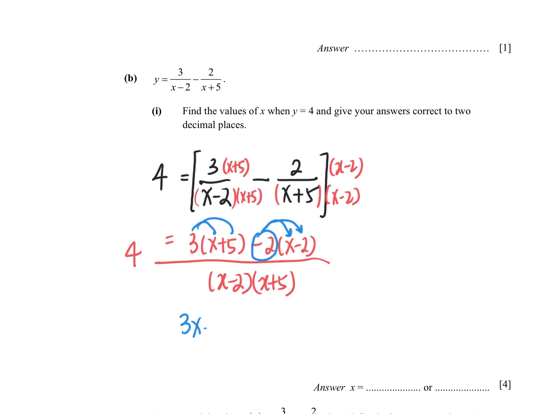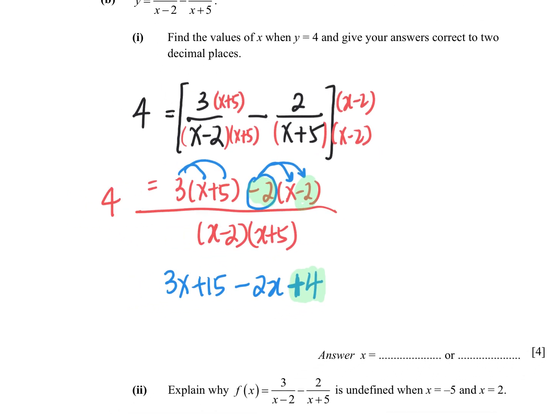This is 3x plus 15. This is minus 2x plus 4. This is the mistake you have been making since Sec 3. Can you please make sure this thing is fixed, once and for all? Later in the quiz, I don't want to see this mistake because I'm addressing it now. When it's a negative, when you apply it to both the terms, this one becomes a positive. So later, don't make this mistake.